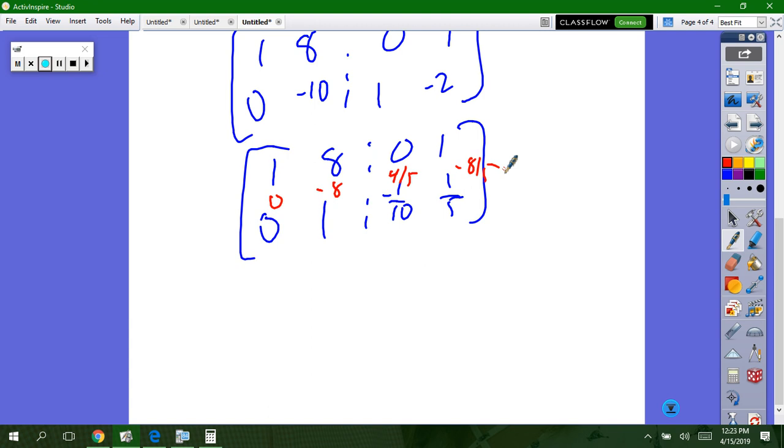1 plus 0, 1. 8 minus 8, 0. 0 plus 4/5. 1 minus 8/5. Well, 1 is 5/5. You agree? Minus 8/5, which is negative 3/5. And then this guy just still stays the same.